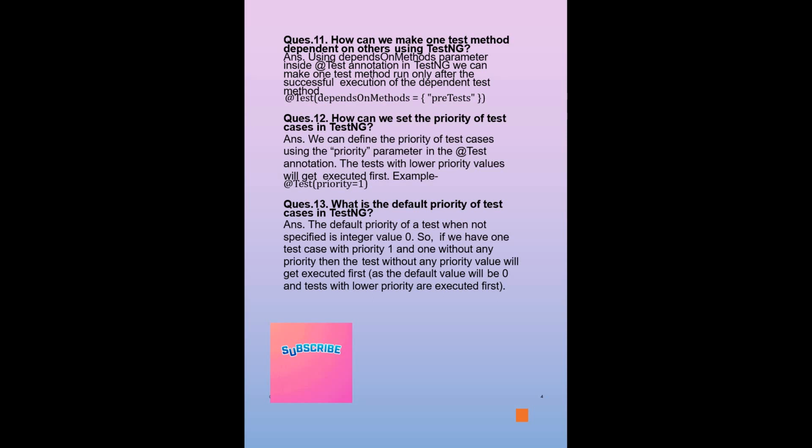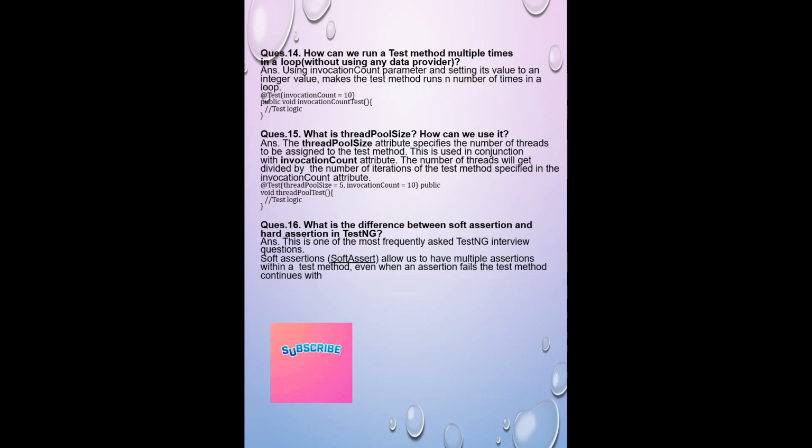So what is the default priority? Default priority is 0. So if we have one test case with priority 1 and one without priority, then the test without priority value will execute first. So the default value will be 0. So tests with lower priority are executed first.